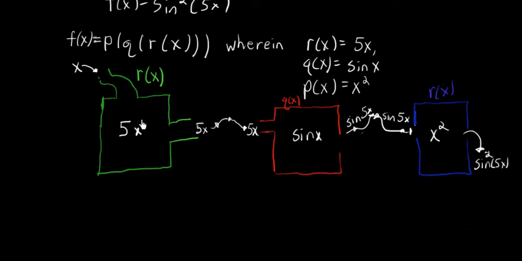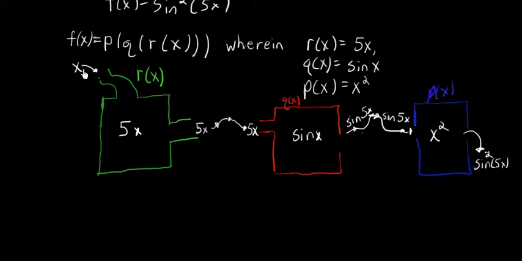You have three machines set up here in sequence. First the r of x machine, then the q of x machine, then the p of x machine, where r of x scales whatever input you put in by 5, q of x takes the sine of the input, and p of x squares the input.